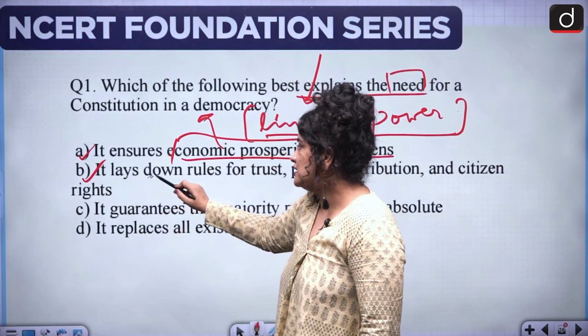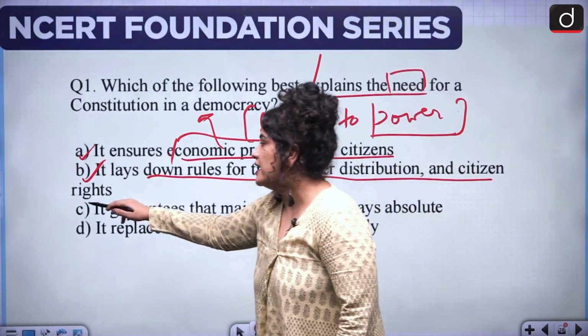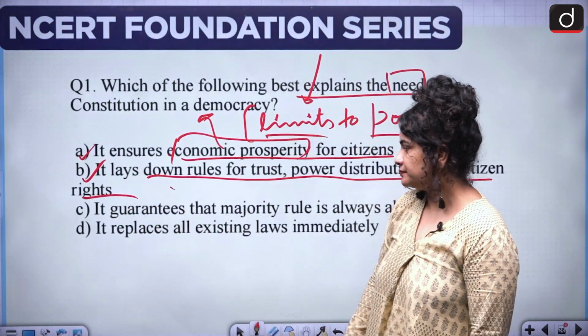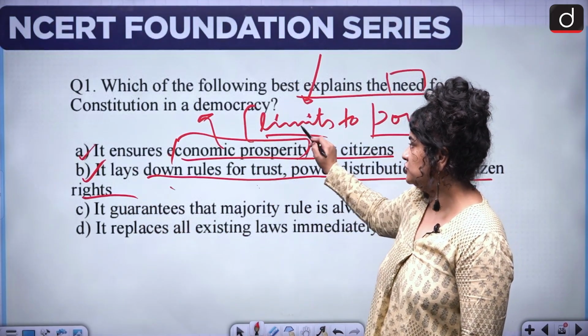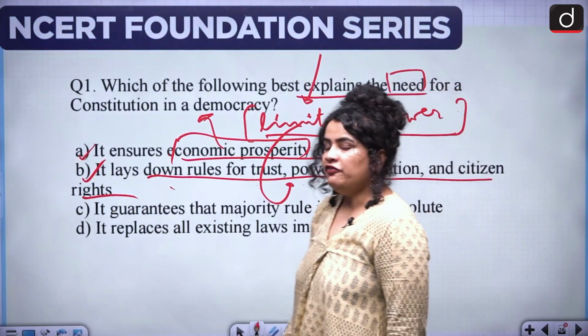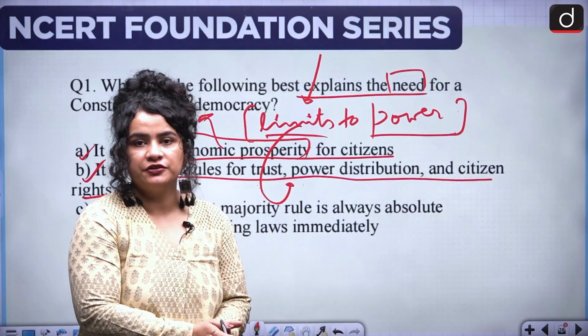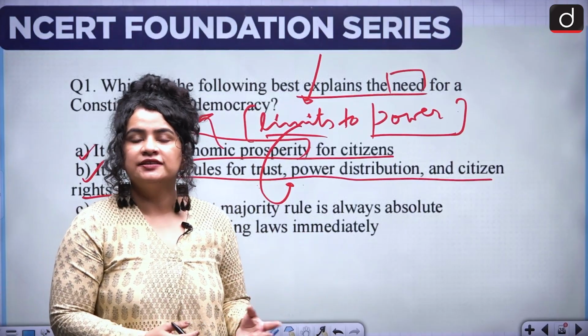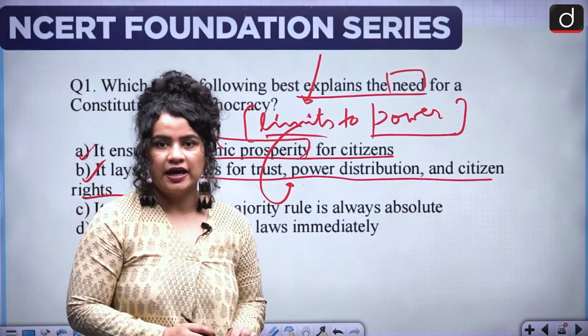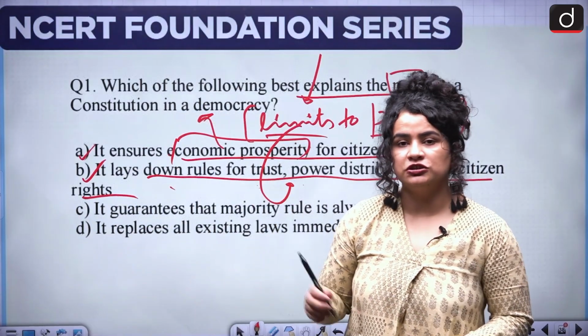B, it lays down rules for trust, power distribution, and citizen rights. Absolutely. This actually derives from here. Now, if I know that my ruler has certain limitations to their power, will I have trust in that government? Yes, I will. Also, let's see what exactly constitution means.